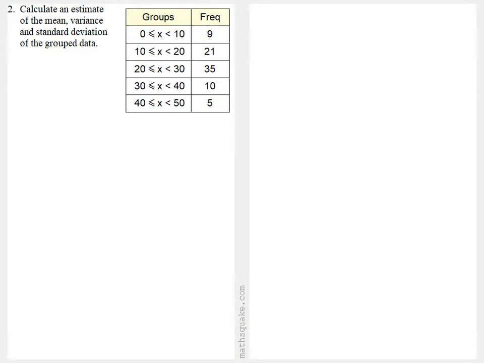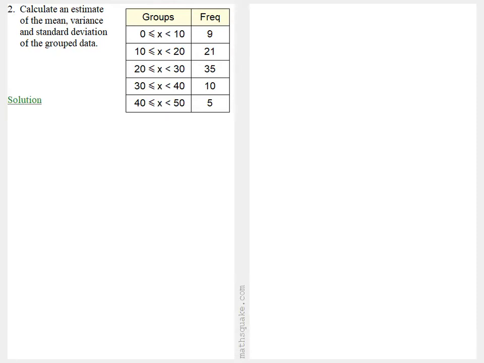Now in question 2, we're given a table and we're asked to calculate an estimate of the mean, variance and standard deviation of the group data. Well, we can only calculate an estimate because we don't actually know what the numbers are. We only know that there are 9 numbers somewhere between 0 and 10, and 21 numbers somewhere between 10 and 20, and so on. Now we're going to make an assumption that the mean of the numbers in each group is equal to the mid-value of the upper and lower limit of the group.